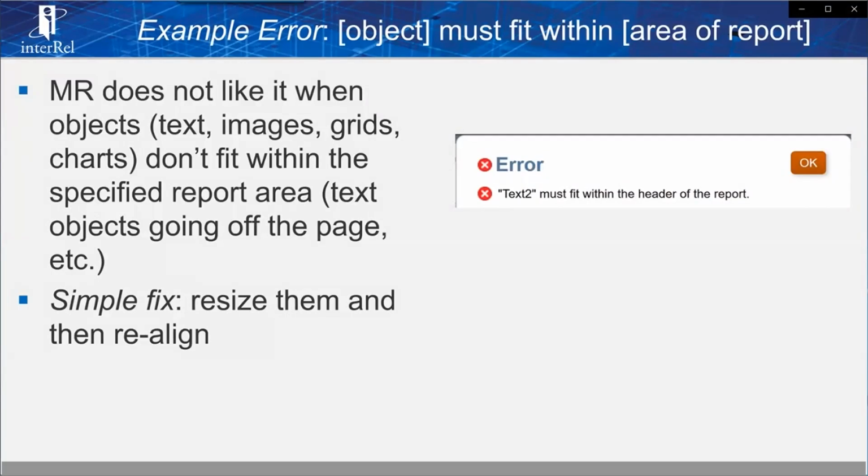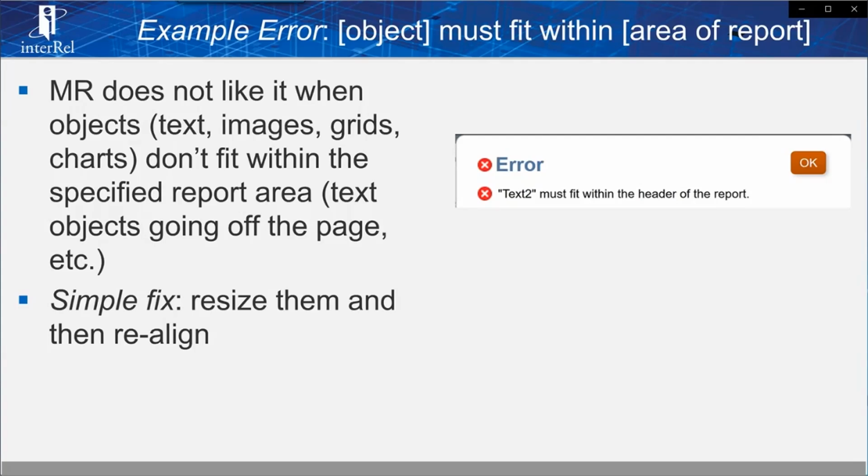So here is a perfect example that a lot of people get when they're first creating their MR reports or they're converting from FR. Some object called text2, which is probably a text box in your header or footer, must fit within the header of the report. So one of the things that MR is really a stickler about is that all of the report objects on the actual report need to fit within the report. So you can't have text boxes going off the edge of the report size. And so you will immediately get an error message that tells you to fix it.